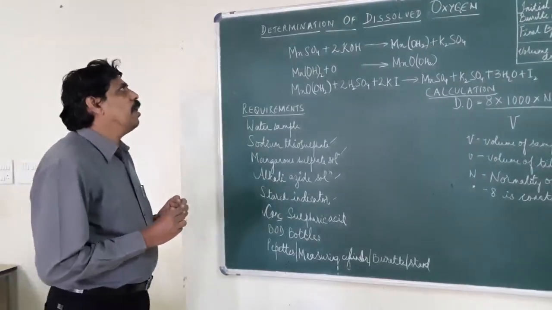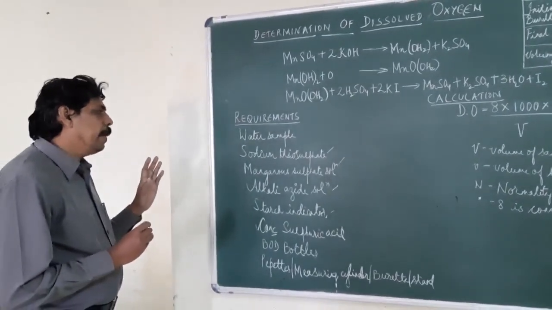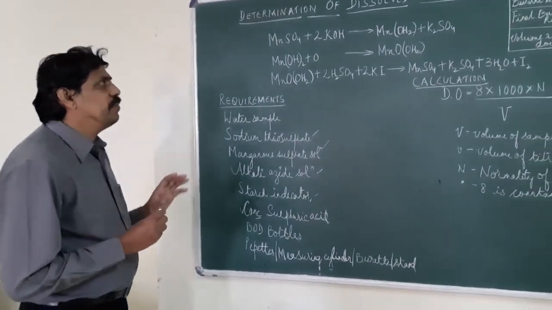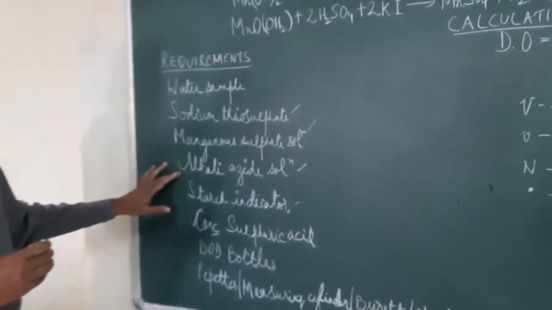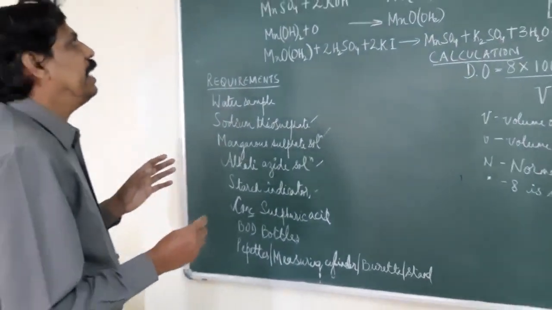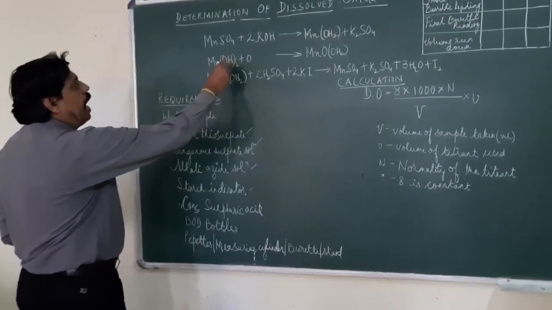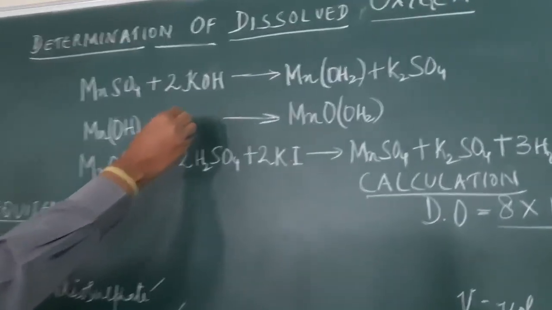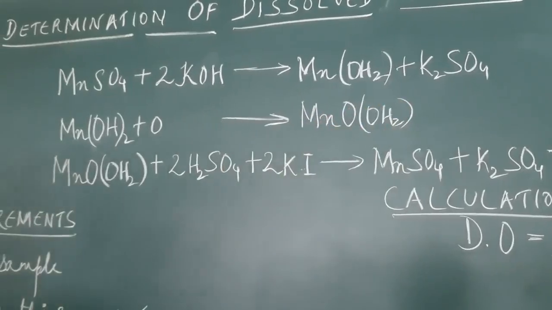So here is the principle of this dissolved oxygen estimation. Here you have different components which we use for the estimation of dissolved oxygen. One of them is the manganese sulfate solution and the alkali azide solution. Once the water sample is collected, it is added with the manganese sulfate solution, and this will give out potassium hydroxide and manganese hydroxide, which is a white precipitate, and K2SO4.